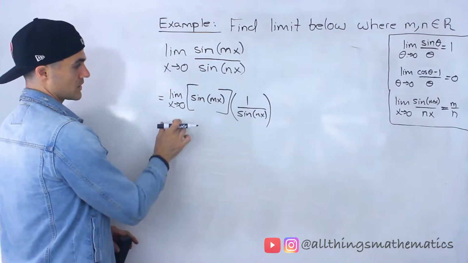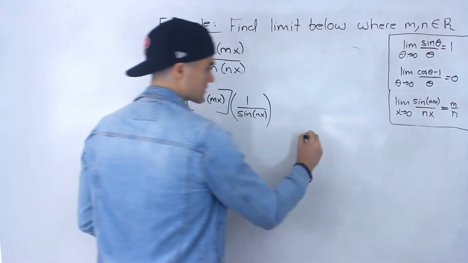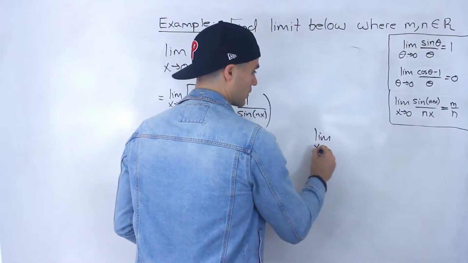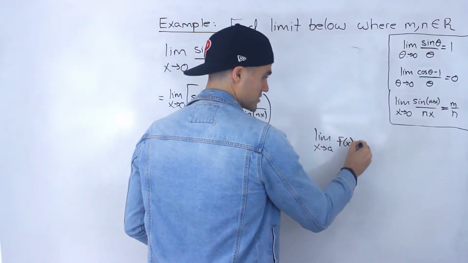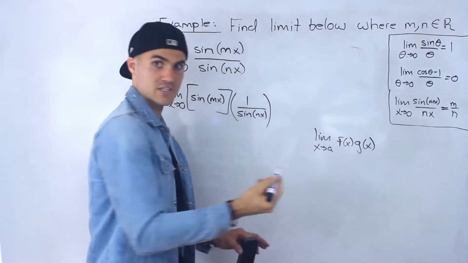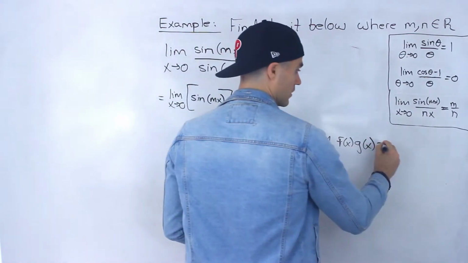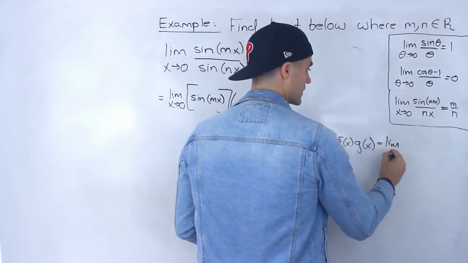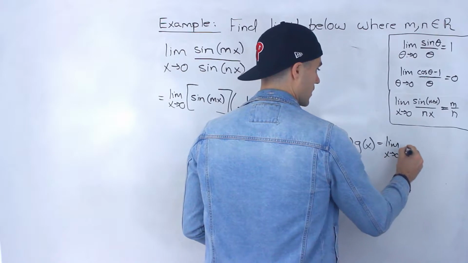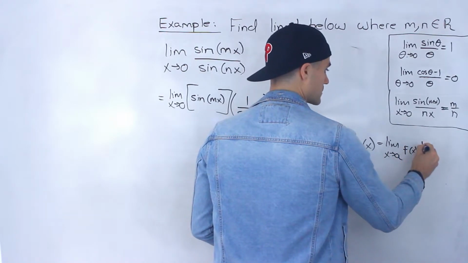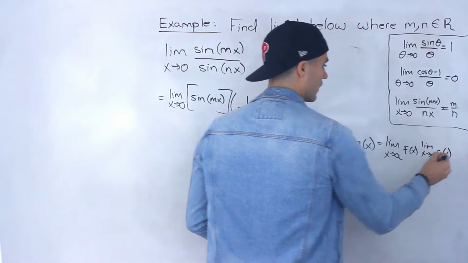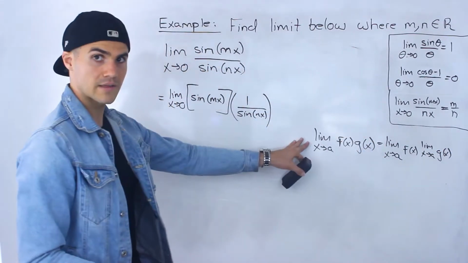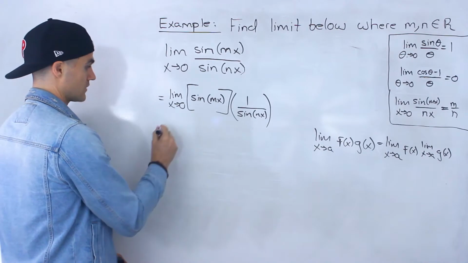And now what we can do is create two limits, because from limit laws, if you remember, if we have the limit as x approaches a of f of x times g of x, two functions multiplying each other, we can rewrite that as the limit as x approaches a of f of x times the limit as x approaches a of g of x. That's one of the limit laws that we've covered. So that's what I'm going to apply here.